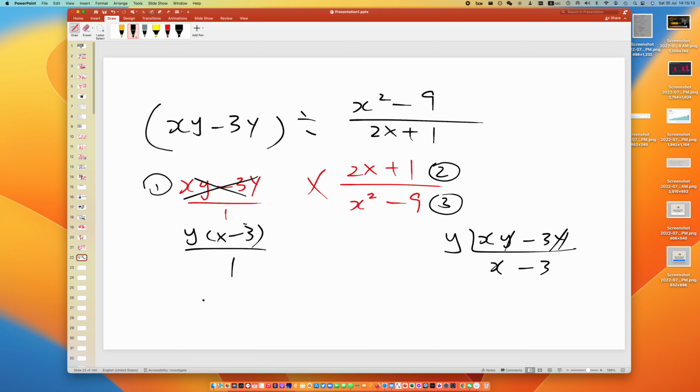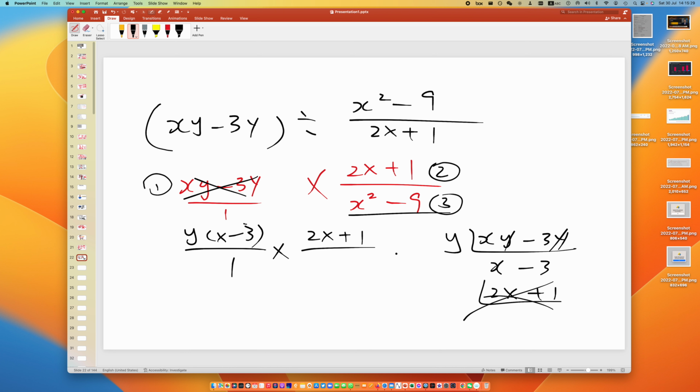The 1 cannot. So copy. So 2x plus 1, anything common? No. Nothing. Okay, good. So cannot. So the 2x, just copy. This one. What can you think of?